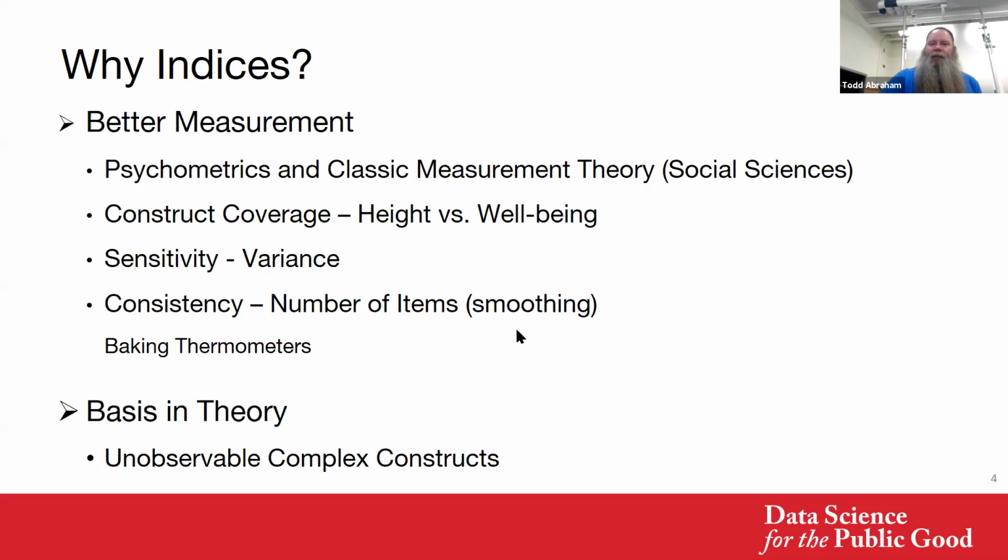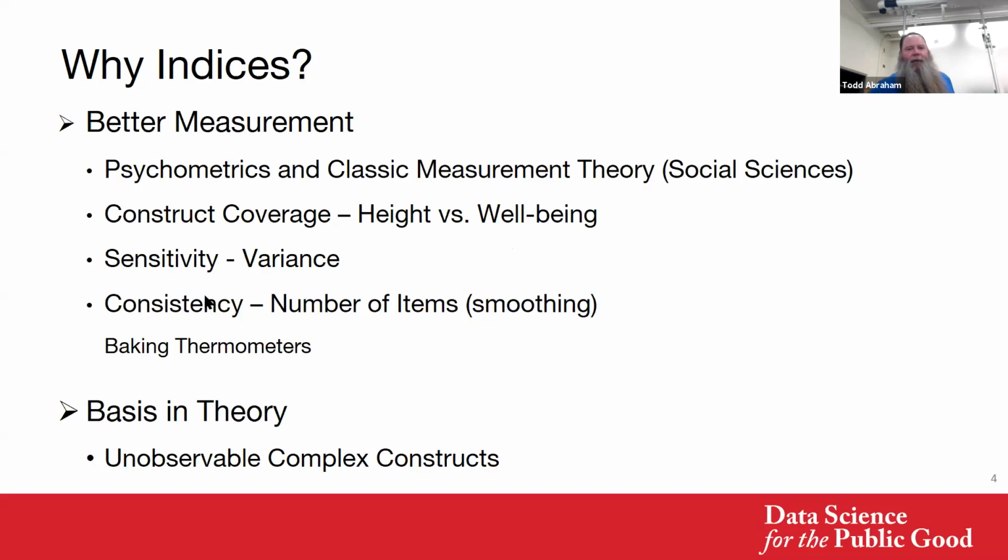So from a classic measurement perspective, every item or indicator that we use has some error in it. By using multiple indicators or items, we smooth that error out. We get a better picture of the actual values.